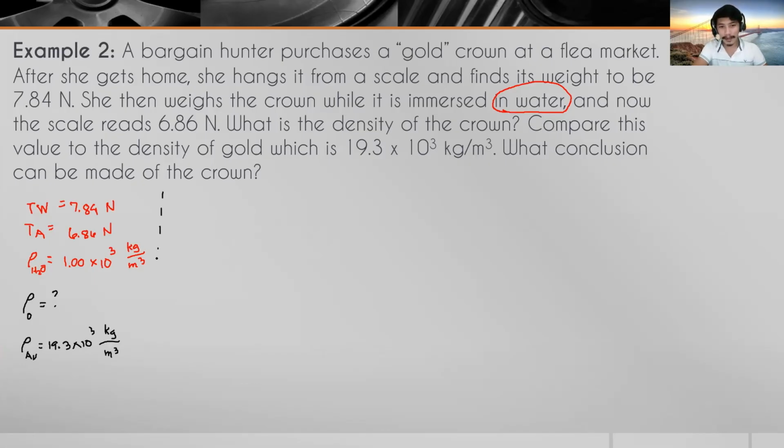So let us go back to our equations, and see if we have a formula we can use for the density of the object. We know that buoyant force is equal to the density of the liquid times acceleration due to gravity times the volume of the object, or the volume of the displaced liquid. Or buoyant force, FB, is equal to the true weight minus the apparent weight. Those are our equations.